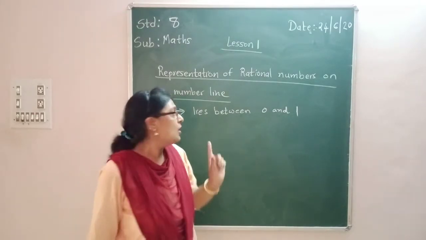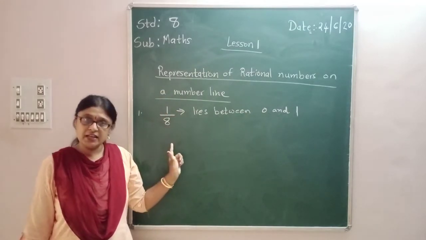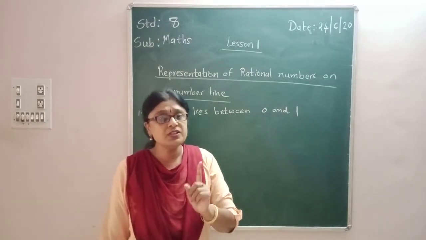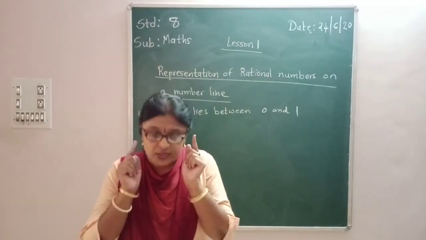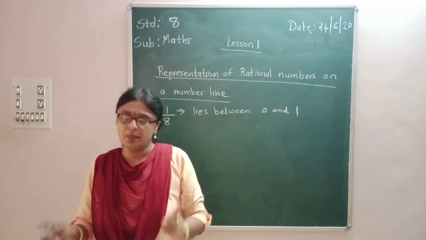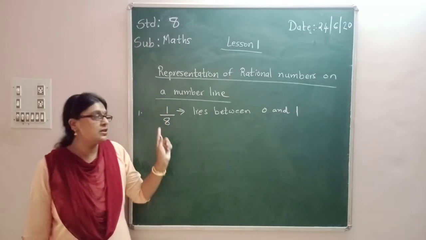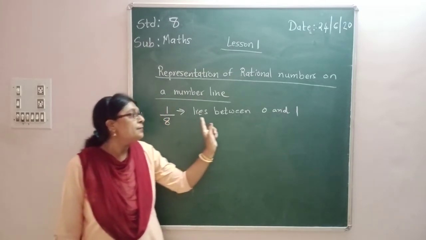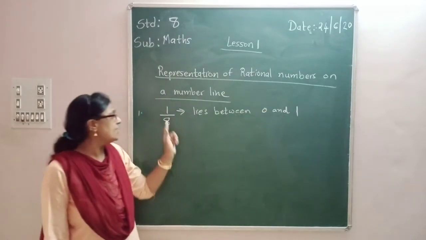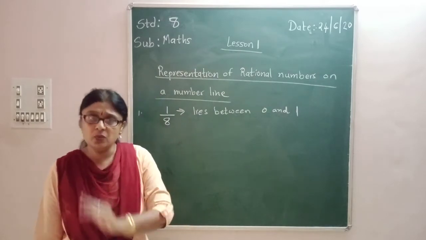Is that clear? So the first thing that you have to observe while plotting is the numerator and denominator, because first you have to see between which two numbers whatever you are plotting lies. When the numerator is smaller than the denominator, that number is lying between 0 and 1. So it is decided that 1 upon 8 is lying between 0 and 1.